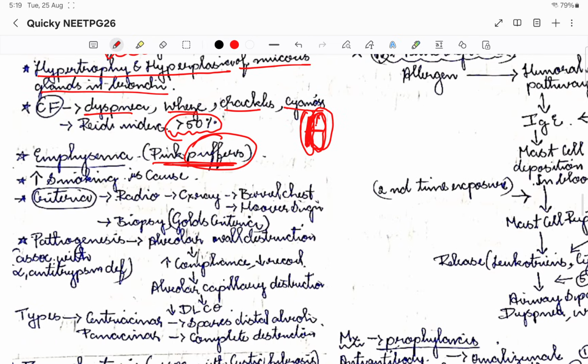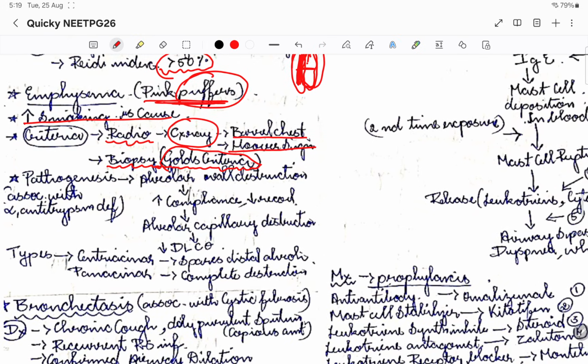Then coming to emphysema, I told you it is mostly seen in puffers, that is increased smoking. The criteria to diagnose is radiological and biopsy. Based on radiology, the chest x-ray would show a barrel shaped chest and Hoover's sign will be there, whereas biopsy is Gold's criteria. You need not know about all these criteria. Please remember that Gold's criteria tells whether the emphysema is there or not. We'll be diagnosing based on radiology and biopsy.